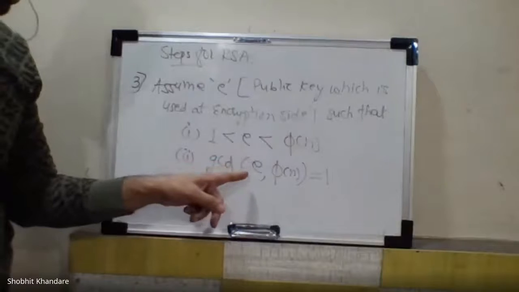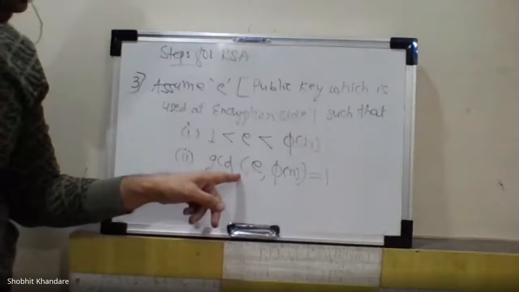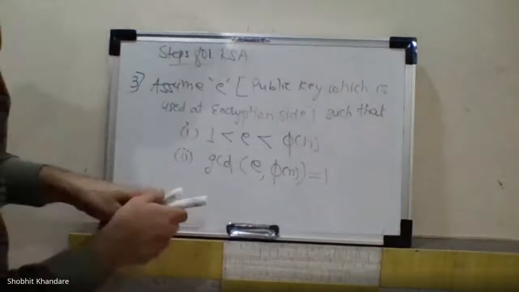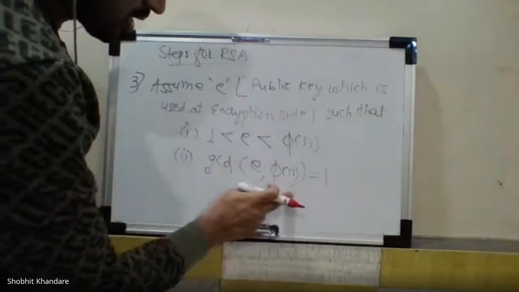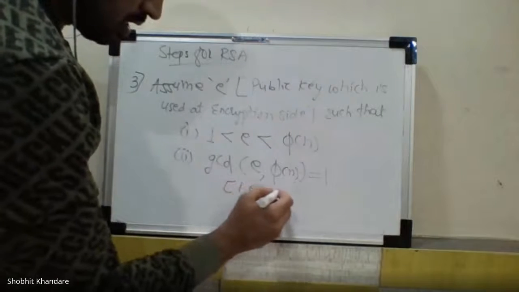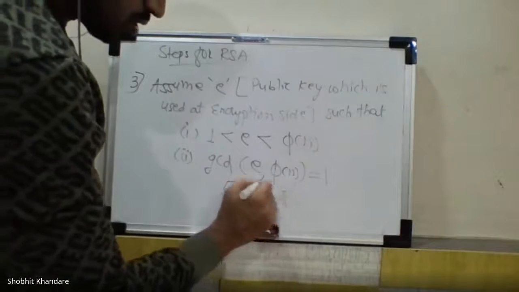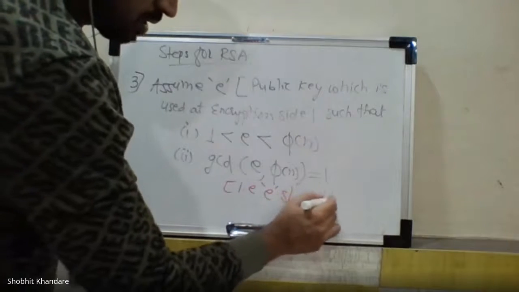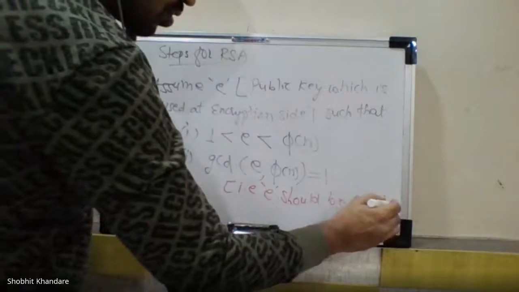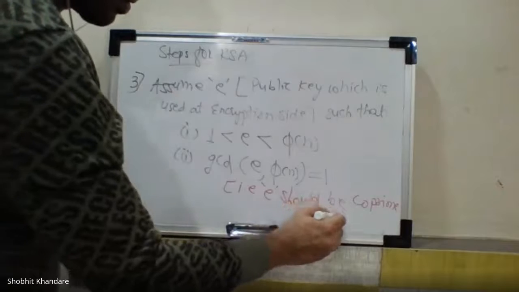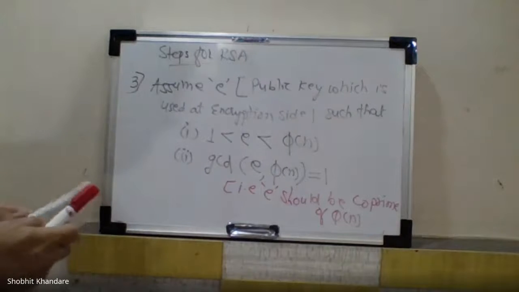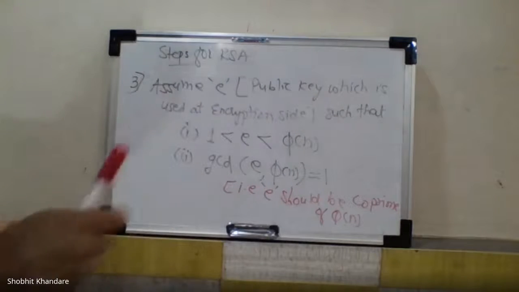Now when I'm talking about GCD of e and phi of n, this also means that it should be co-prime to phi of n. It also means that you should write this down as well. In the second point, in brackets, write that e should be co-prime of phi of n. That is, e should be co-prime of phi of n, or co-prime to phi of n.